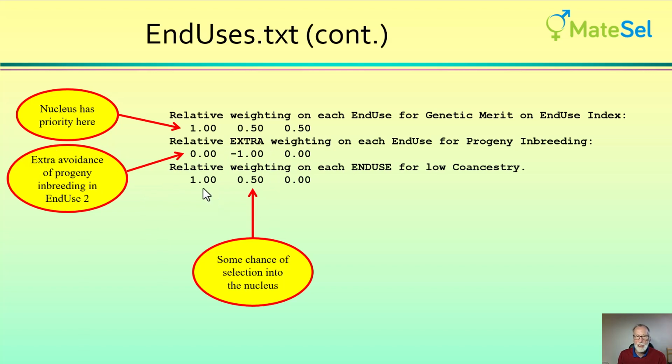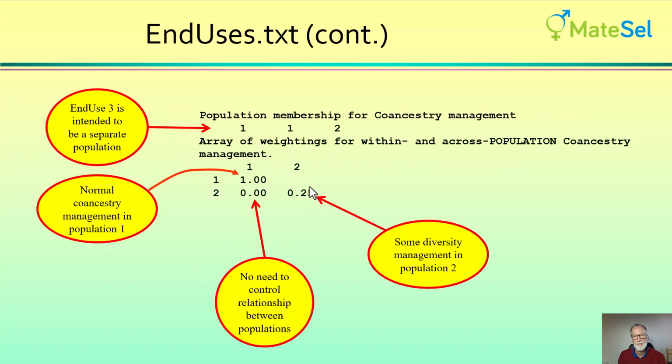And here's where you declare the importance for diversity management for your different EndUses. And so here we're declaring that the progeny of EndUse 2 matings have got some chance of getting back into the nucleus, and therefore we want to pay some attention to the coancestry of those in the overall population. Whereas EndUse 3, we're suggesting they're not important for coancestry, that's purely for terminal use. However, it may be that even although they're not coming back to the nucleus, we want to have some diversity in that EndUse, and we'll talk about that at a later stage.